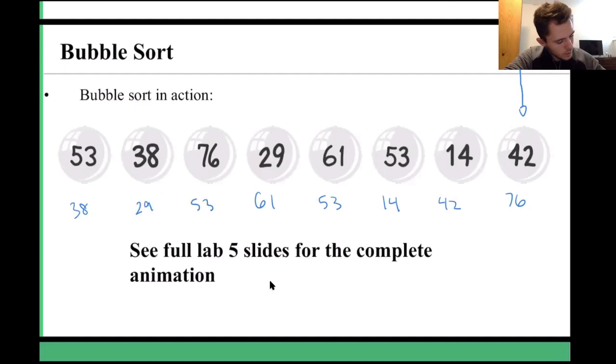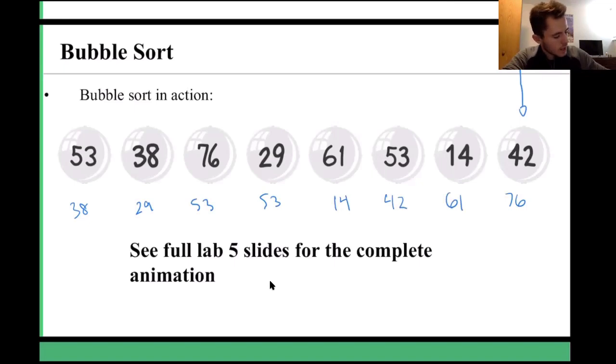Okay, 53 and 61, those are good. 61 and 53, swap those. Swap with the 14. Then swap with the 42. And so now we bubbled up the 61, right? Okay, so now we're gonna pass through again.